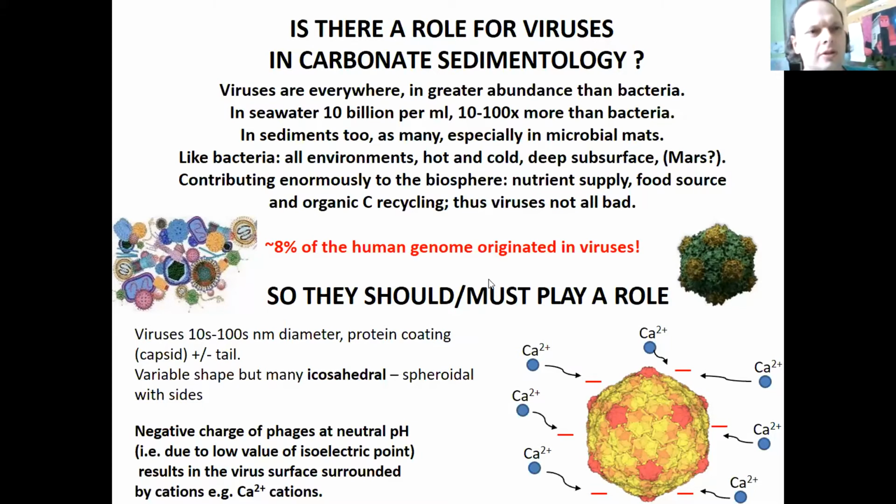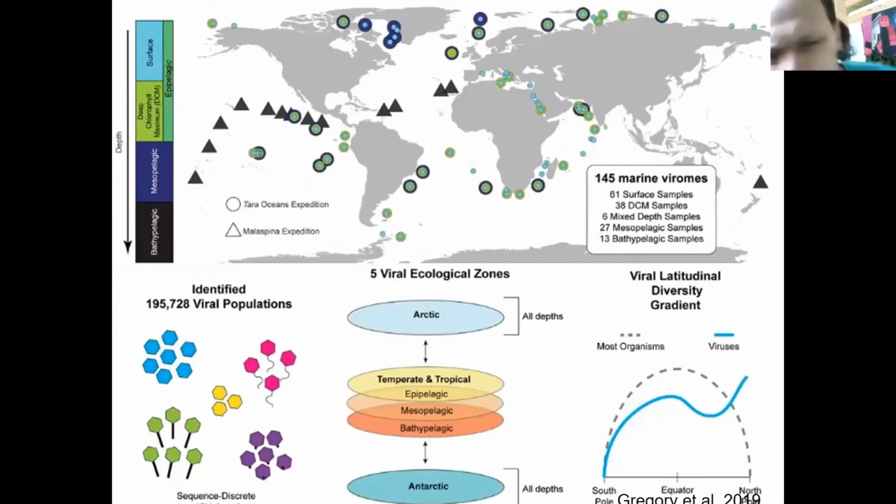And here is a summary of environments where viruses have been encountered on our Earth. This is a study done 2 years ago already, where microbiologists studied around 200,000 various viral populations. You see their shapes here. Some of them have tails, some are tailless.